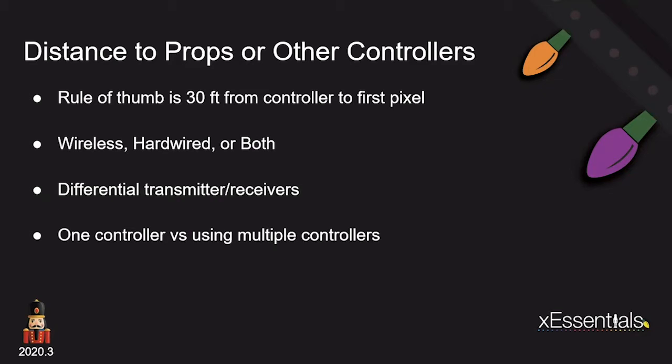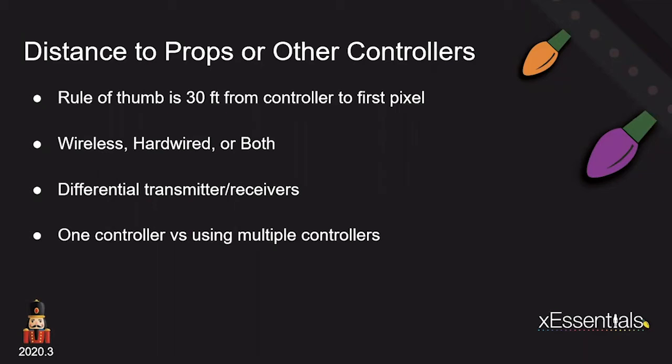You also want to look into it, and it'll let you know if you need to have differential receivers or transmitters. That way you can reach further away, since the pixel data rule of thumb is 30 feet from the controller. A lot of times the transmitters and receivers, I've used both, work great if you have to run a prop a long way away from your display.